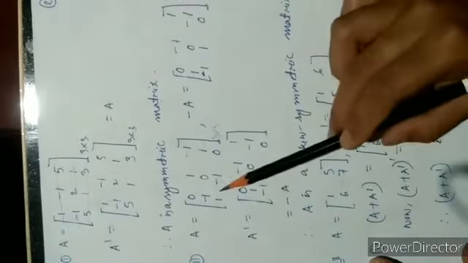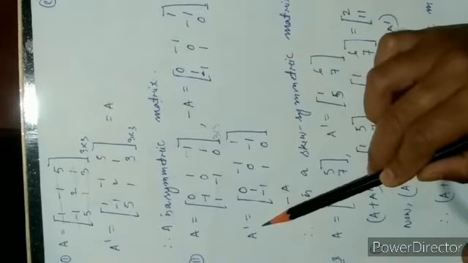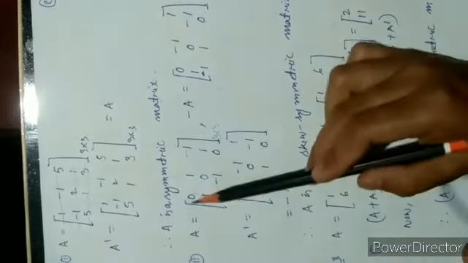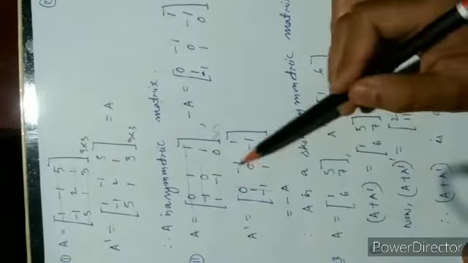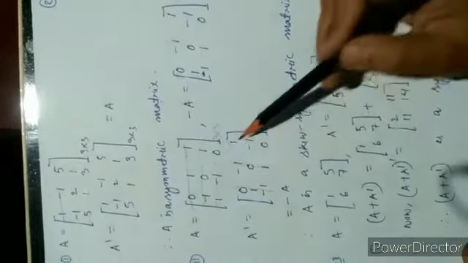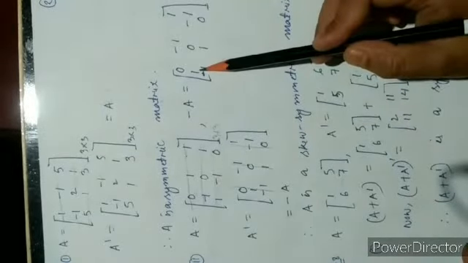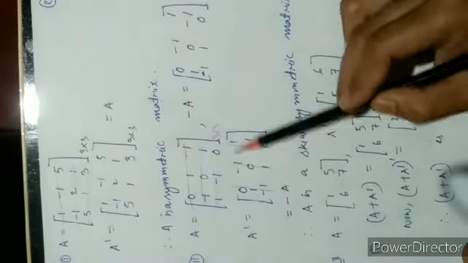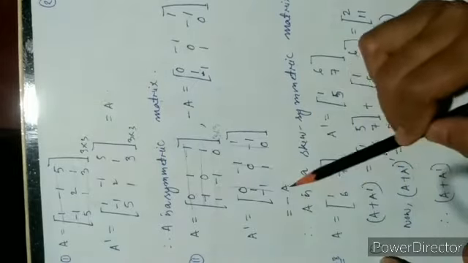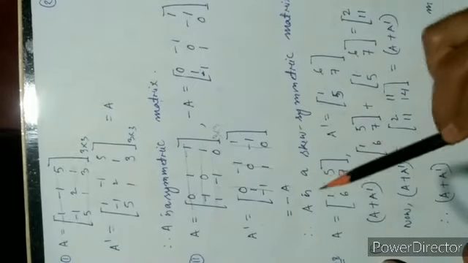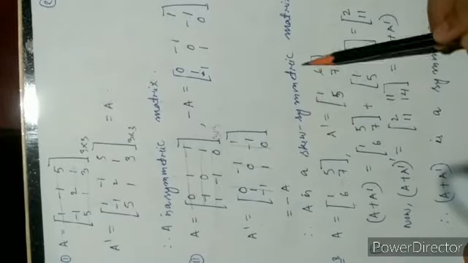Next, find the transpose of the given matrix A. The first row is the first column, the second row is the second column, and the third row is the third column. All these elements are equal to the negation of A. Then A dash will be equal to minus A. By the definition of a skew symmetric matrix, therefore A is a skew symmetric matrix.